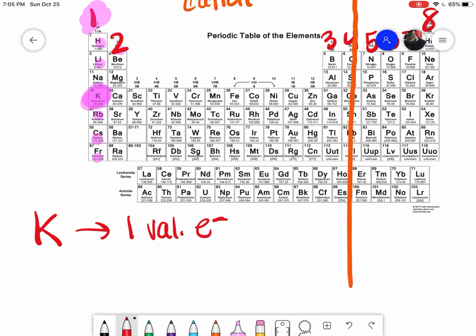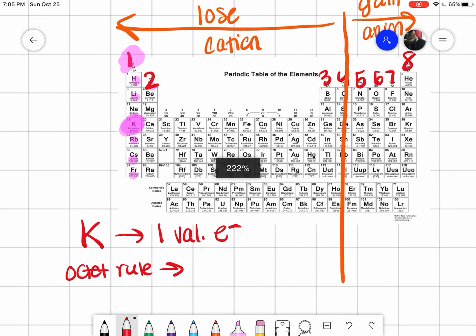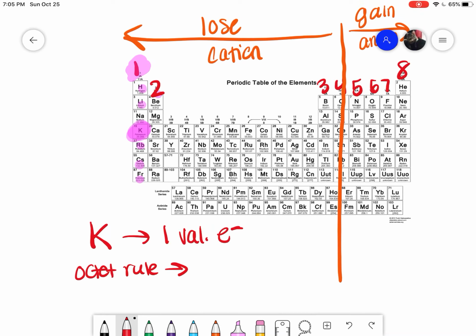Our second question was, how will it meet the octet rule? And so the octet rule, like we've seen before, is if an atom doesn't have 8 valence electrons, it will either gain or lose valence electrons to get to 8. And so we need to figure out if potassium is going to gain or lose electrons. Because potassium has one, it is going to lose electrons to get to that 8 on the shell that's on the inside. So if it just gets rid of that 1, it's a lot easier than gaining 7.